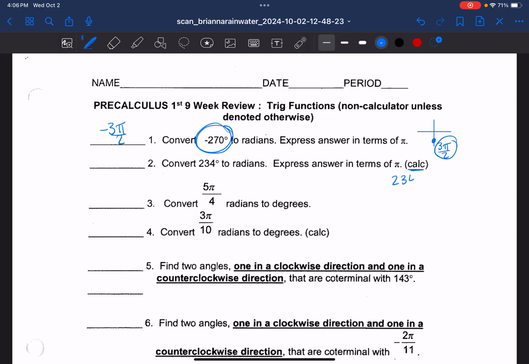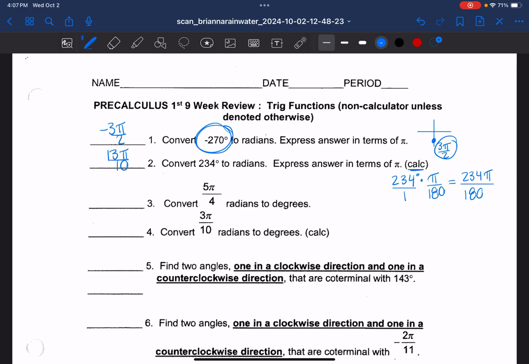To convert 234 degrees into radians, all we do is multiply our degrees by pi over 180. If it helps, I can always put this over 1. I multiply numerators, which would be 234 pi over 180. And then I would just simplify 234 over 180, which I can do in my calculator since a calculator is allowed on this question. And this would simplify to 13 pi over 10.